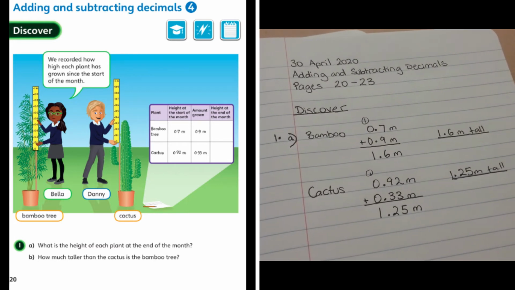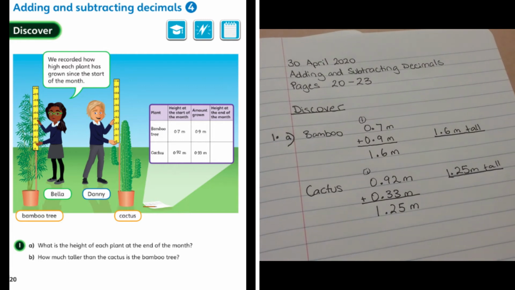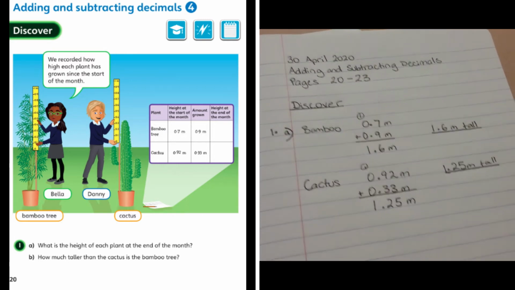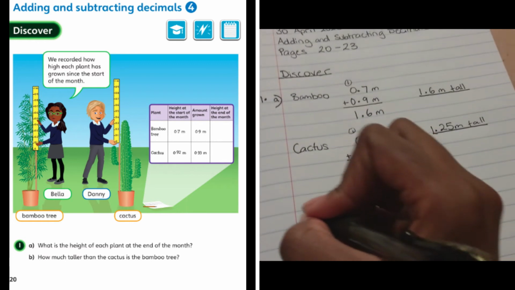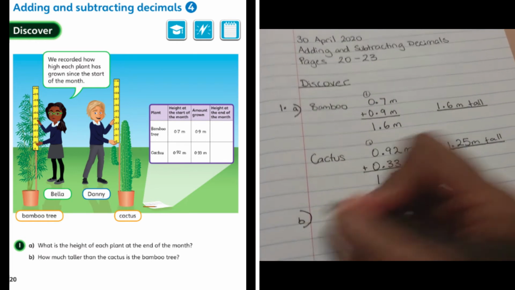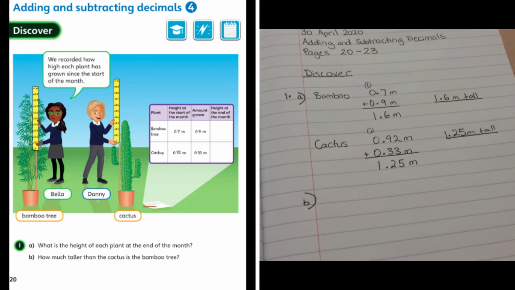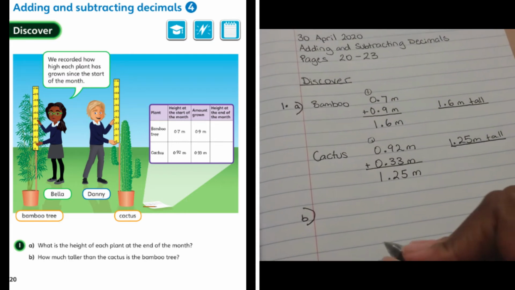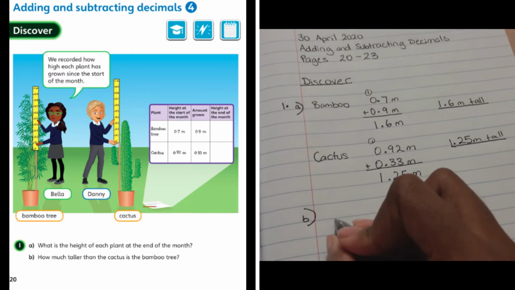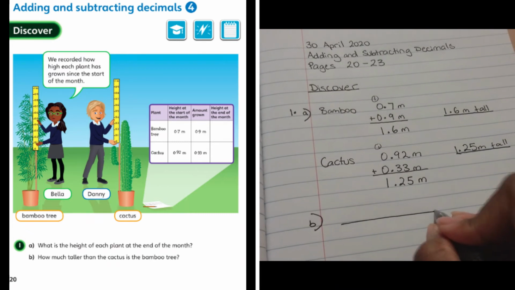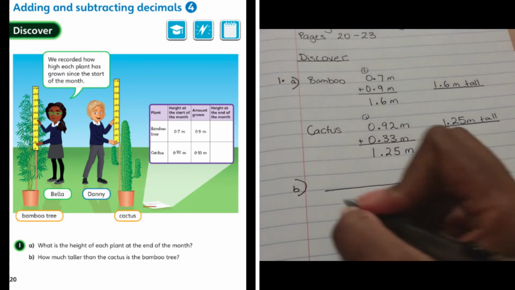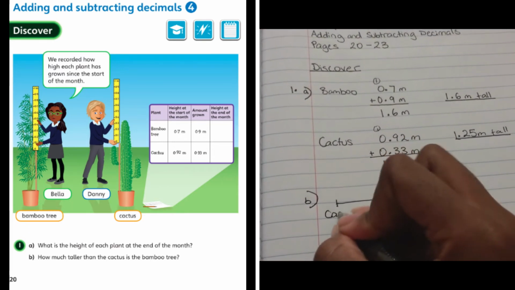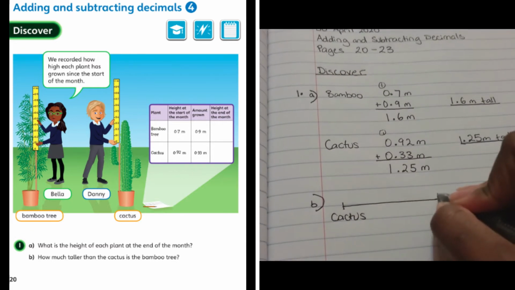How much taller than the cactus is the bamboo tree? So it's just asking me what's the difference in their height. If it's asking for the difference, what operation is that? Subtraction, you got it. So I'm trying to find the difference in their height. First thing I'm going to do is create a little number line just to show my understanding of that question. The cactus is the shorter one, and the bamboo is the taller.